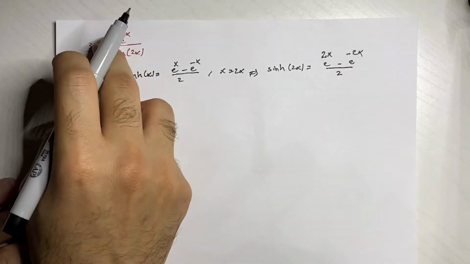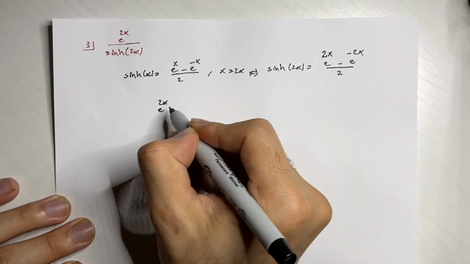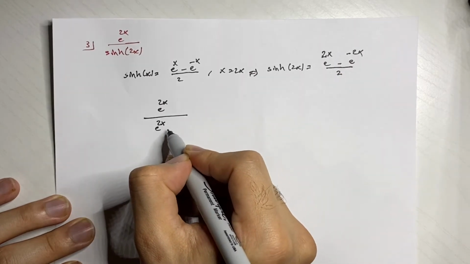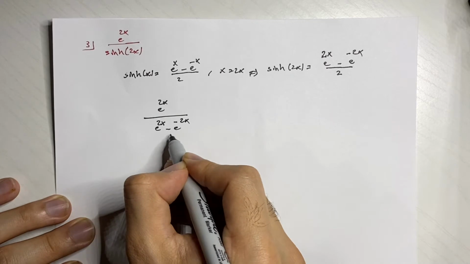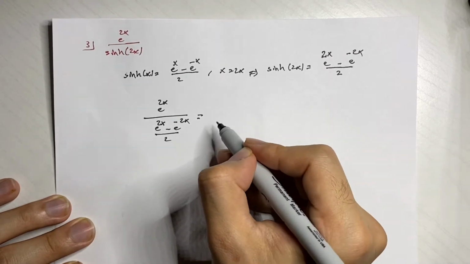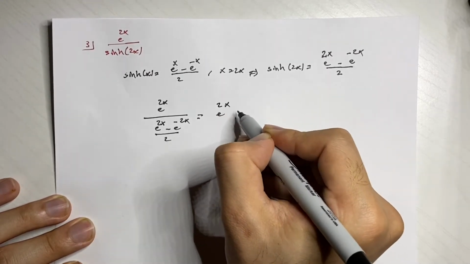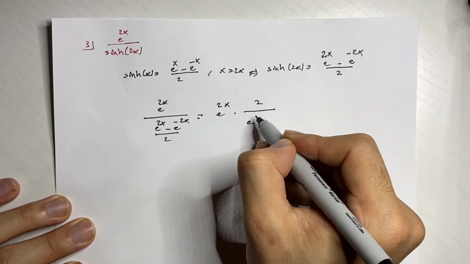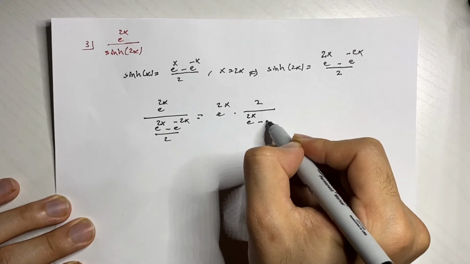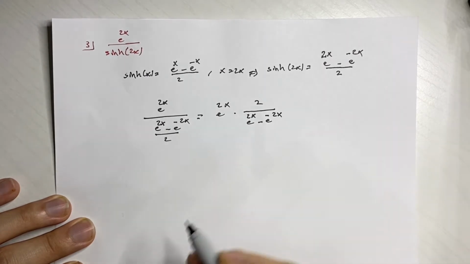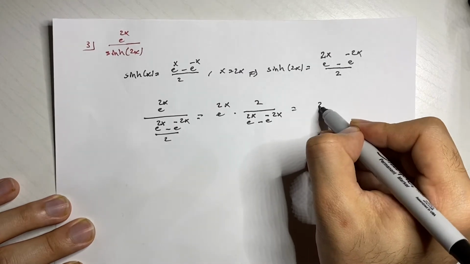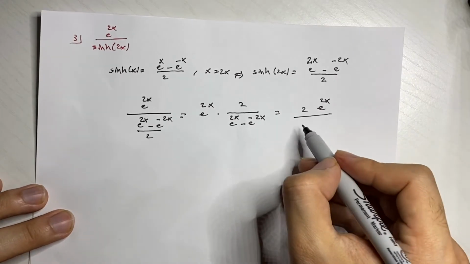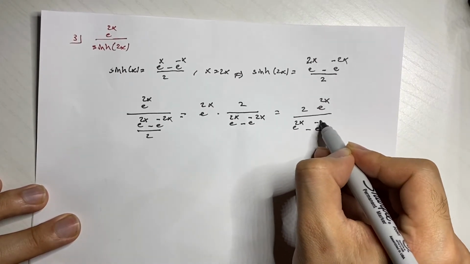Now we're going to write that term, so e to the 2x from the given, and then we're going to substitute sinh of 2x, what we just found. And then now we can simplify this term by writing it in this way. So we will flip the bottom fraction, so we'll bring it up. Now this is equal to 2e to the 2x over e to the 2x minus e to the negative 2x.